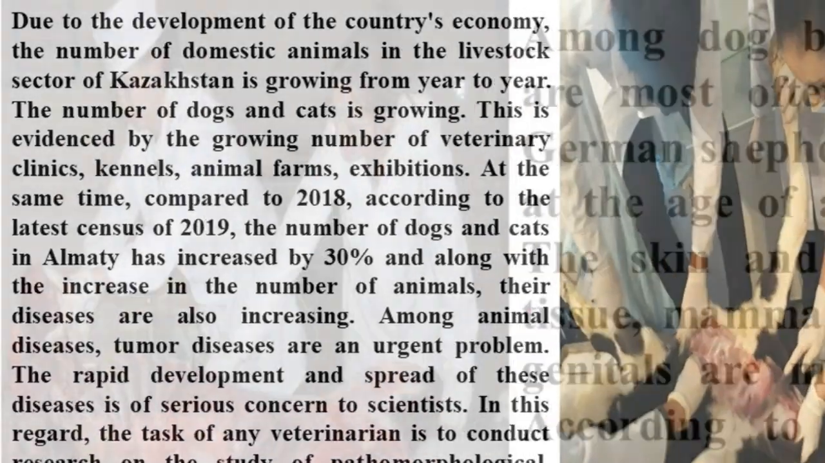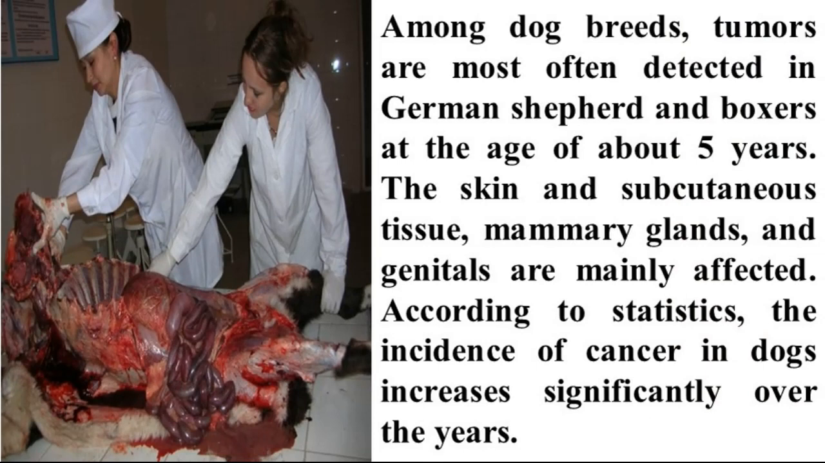Next slide. Among dog breeds, tumors are most often detected in German Shepherds and Boxers at the age of about 5 years. The skin and the subcutaneous tissue, mammary glands, and genitals are mainly affected.